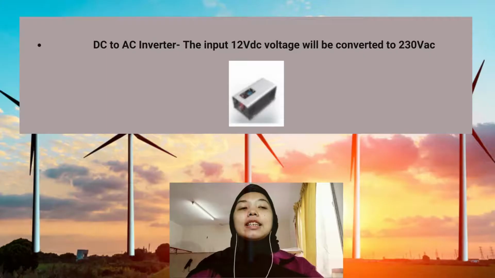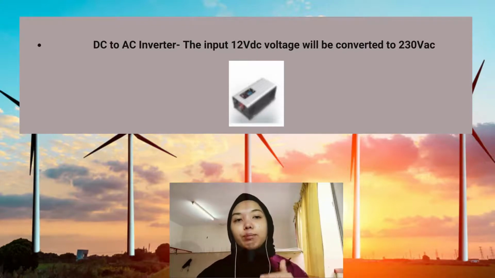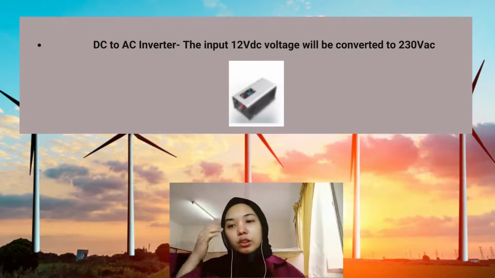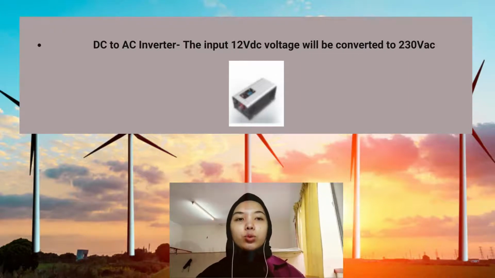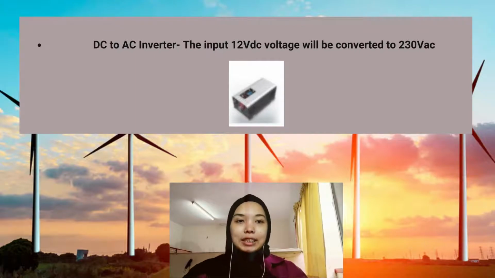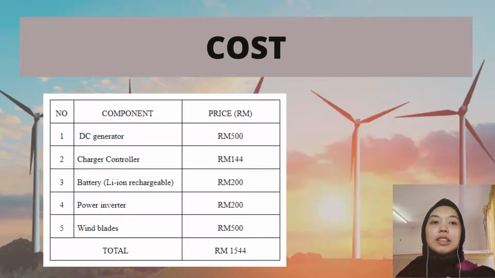The last one is the DC to AC inverter. The input is 12 VDC. The voltage will be converted to 230 VAC.